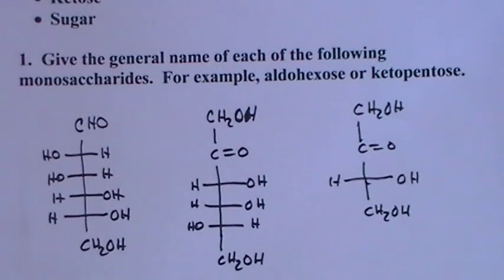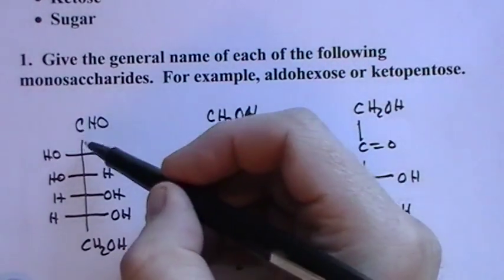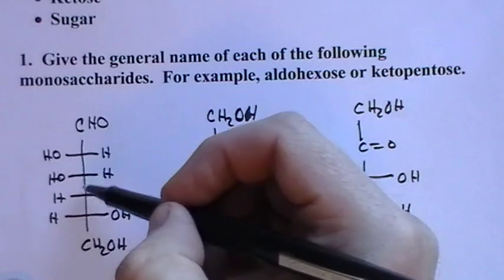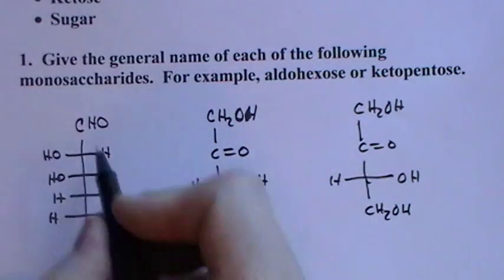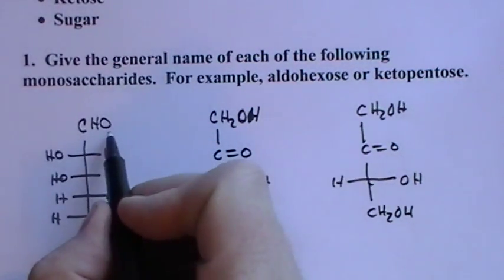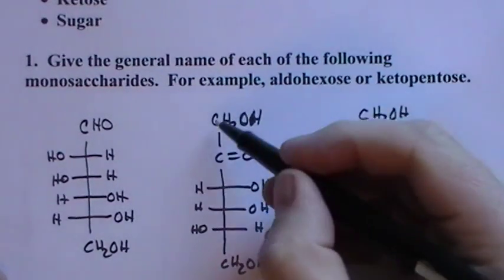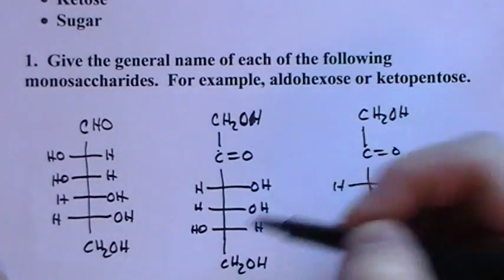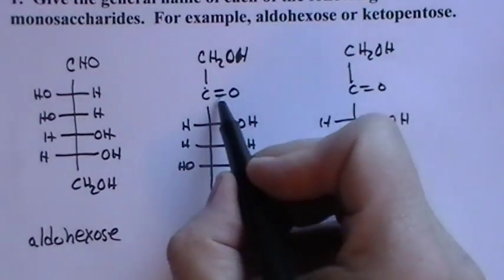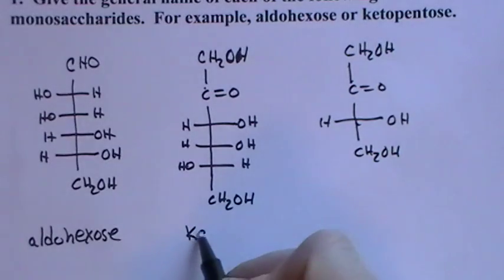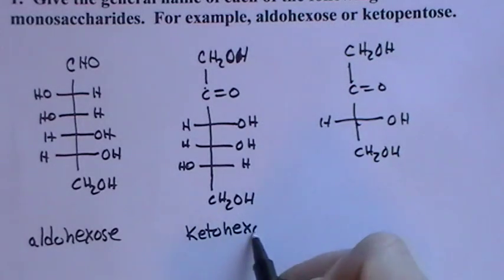There are hexoses, pentoses, tetroses, and trioses. So we count up the carbons, 1, 2, 3, 4, 5, 6. So that's a hexose. There is an aldehyde functional group, so this is an aldohexose. 1, 2, 3, 4, 5, 6. That's a hexose as well, but there's a ketone, so that's a ketohexose.